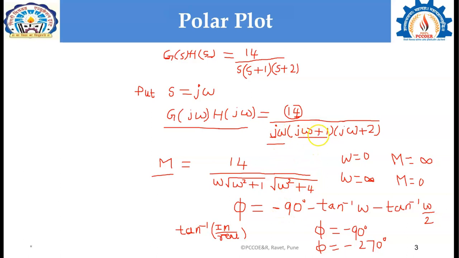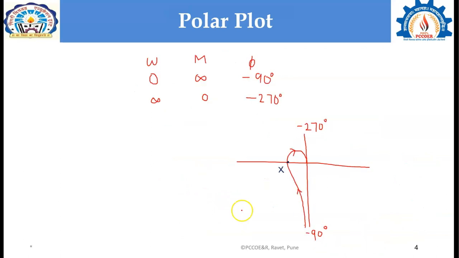For j omega plus 1 it will be tan inverse of omega divided by 1, so I have written it as omega only. For j omega plus 2 it is tan inverse of omega by 2. So once you find the magnitude and the phase angle, we'll prepare a table. We will calculate the magnitude and phase angle for two different values of omega. One is when the value of omega is 0 and one more is when the value of omega is infinity.